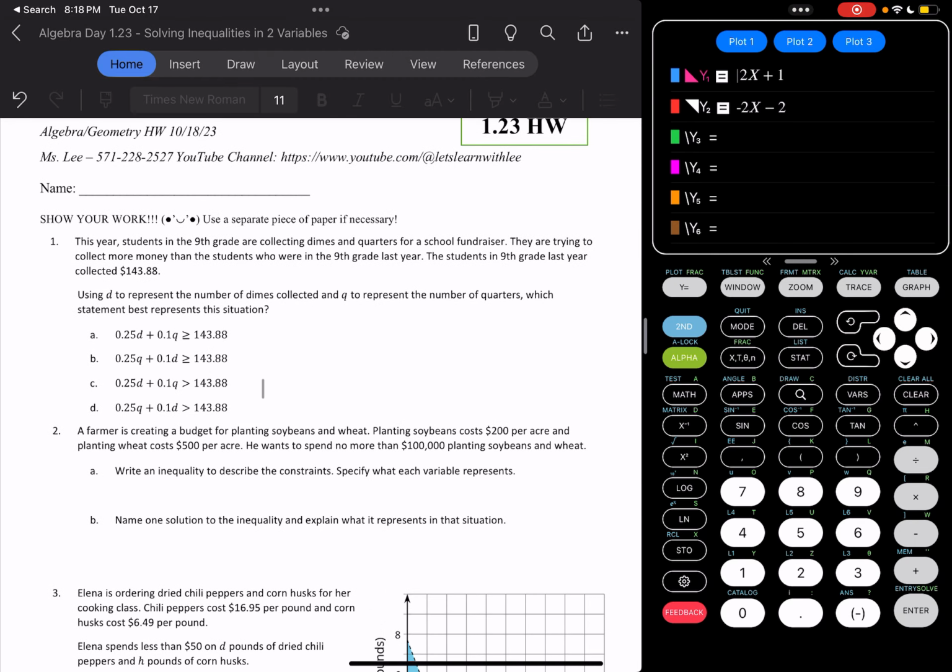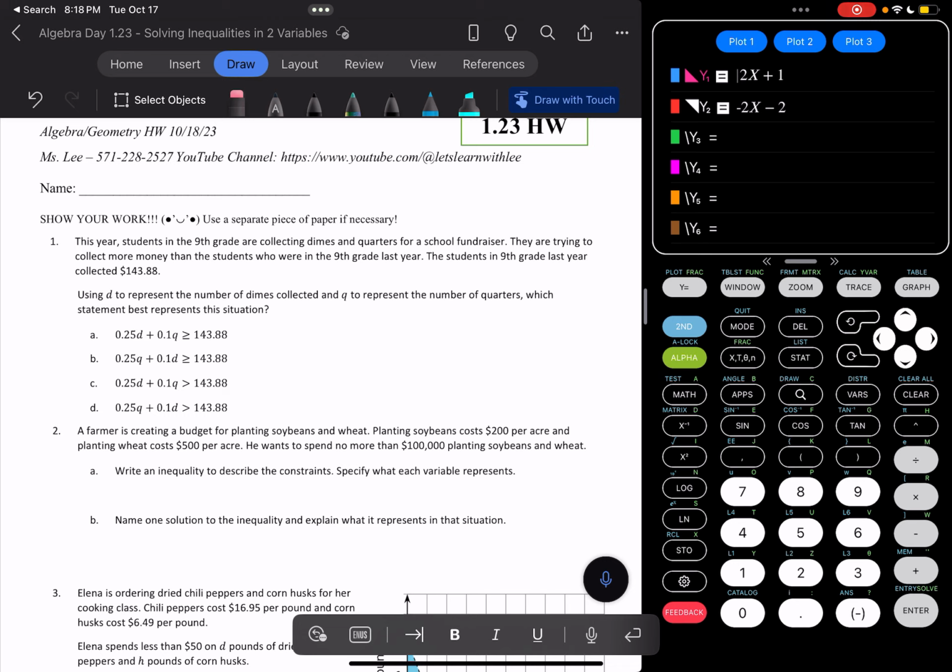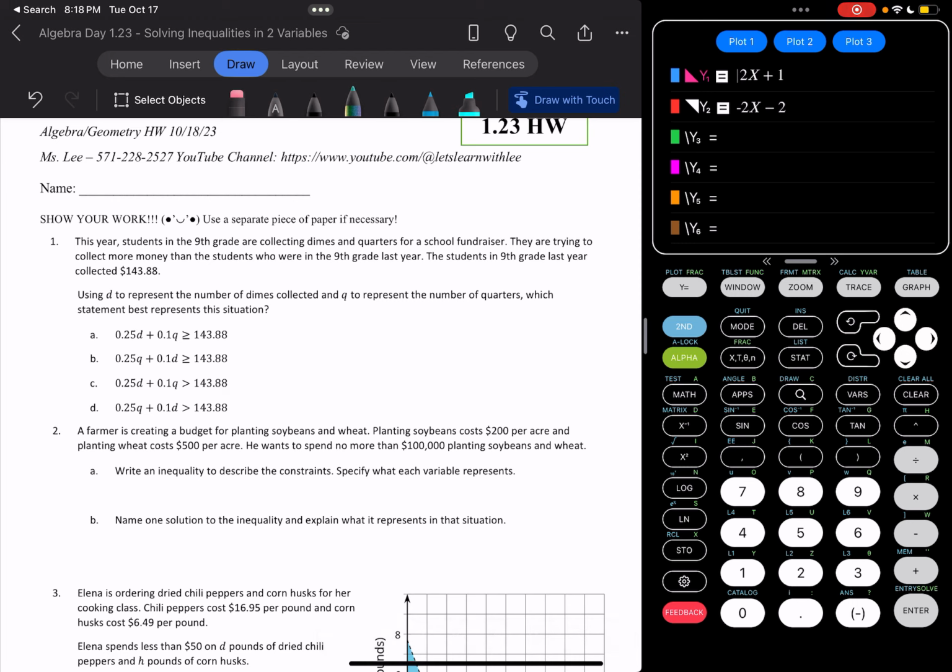All right, so this year students in the 9th grade are collecting dimes and quarters for a school fundraiser. They are trying to collect more money than the students who were in the 9th grade last year. So competition, of course. The students in 9th grade last year collected $143.88. So they want to collect more money than the children the year before. And if they want to collect more, not as much as, but more, then it should just be greater than.